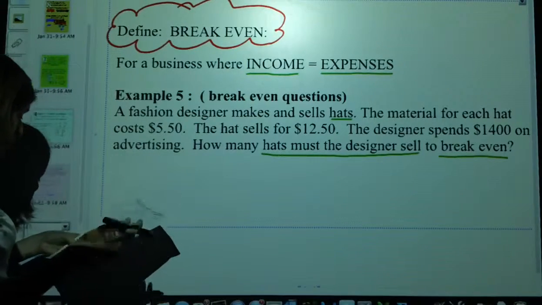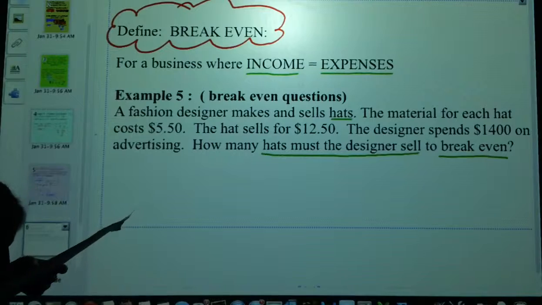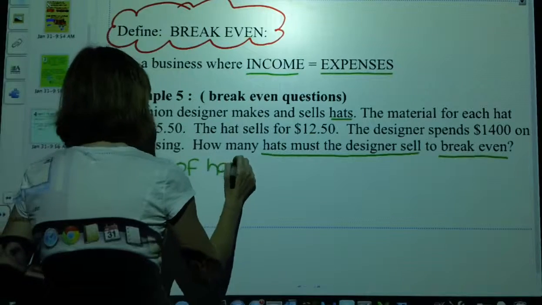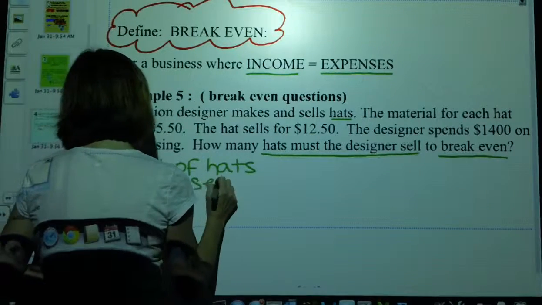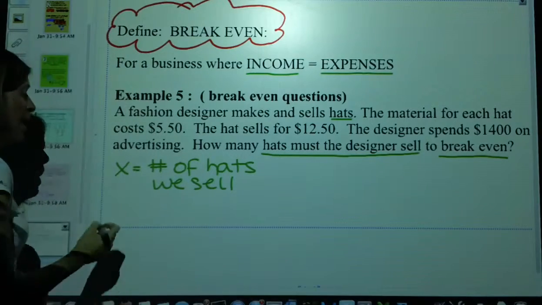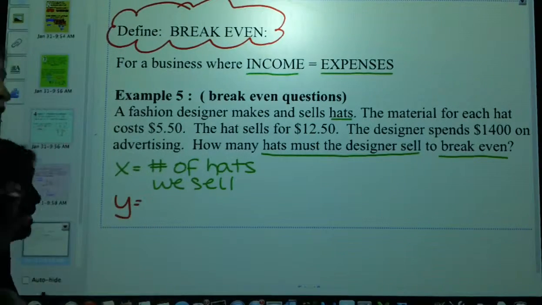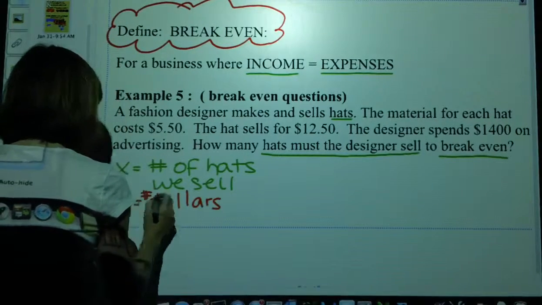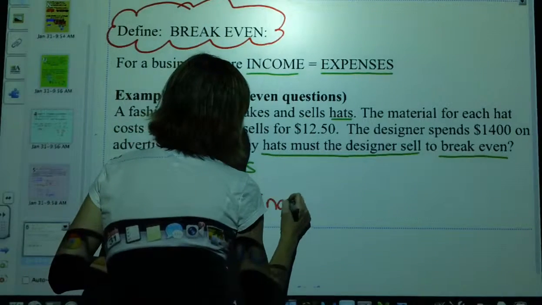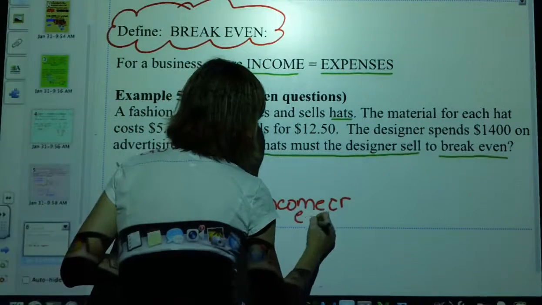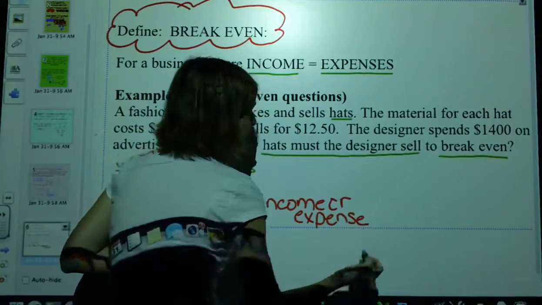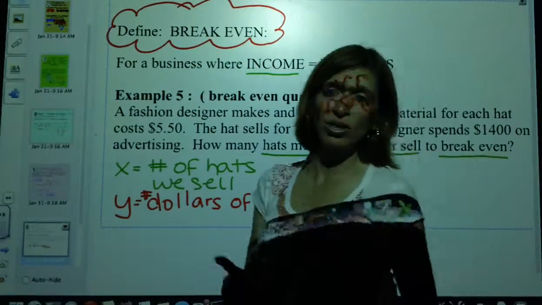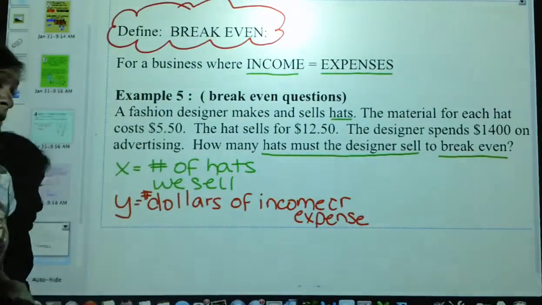So we're going to let X equal the number of hats we sell. Okay, but here guys, the Y is really going to relate to what we're making, okay? It's the dollars, the number of dollars of income or expenses. That's the only tricky part. Because one equation is going to relate to your income, one is going to relate to your expenses. Let me say that again. One equation is going to relate to your income, one is going to relate to your expenses.